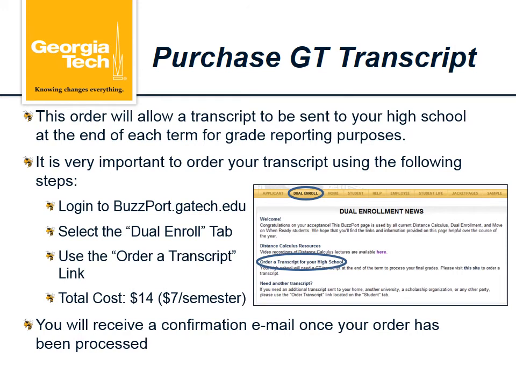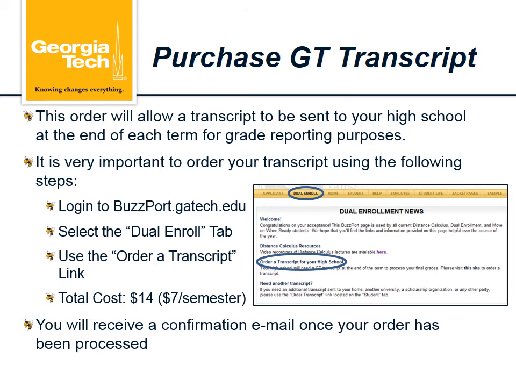You will also need to order 2 copies of your Georgia Tech transcript for your high school's grade reporting purposes. Due to FERPA regulations, Georgia Tech is unable to release your final grade each semester to your high school without this order. To place your order, you will need to follow these steps.